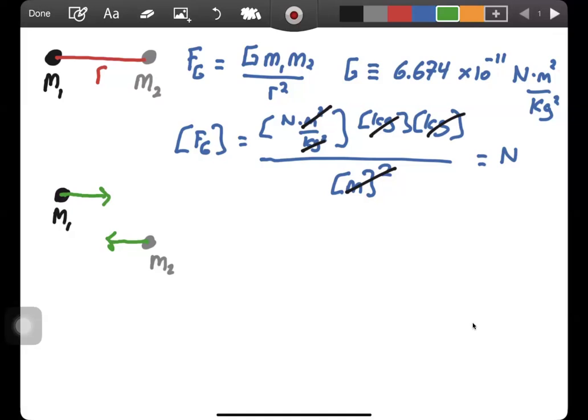But here's the key. The structure of this equation is one in which in the numerator, you have the multiplication of the two masses involved. In the denominator, you have the square of the distance between the two masses, and you have this constant.